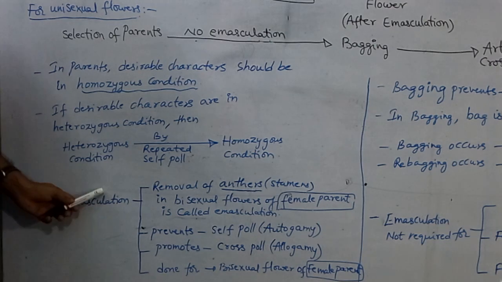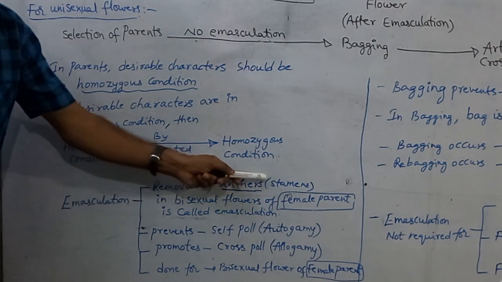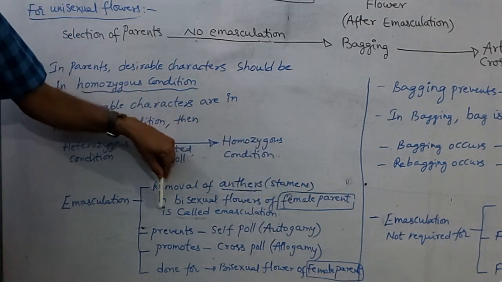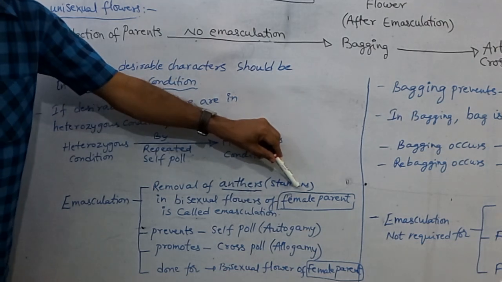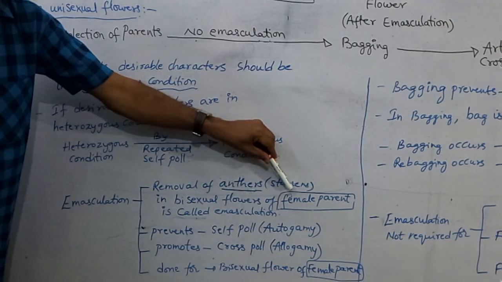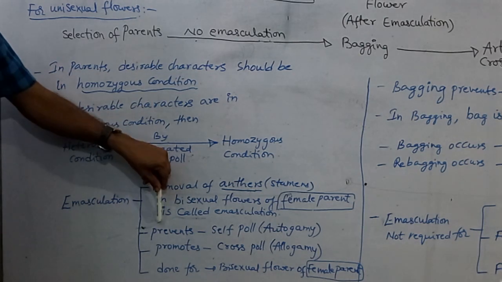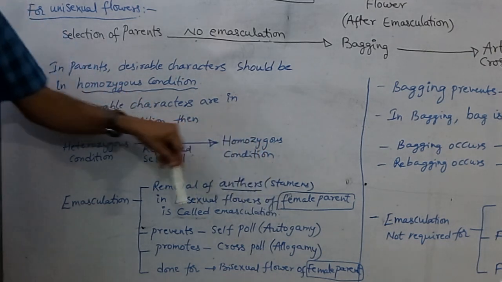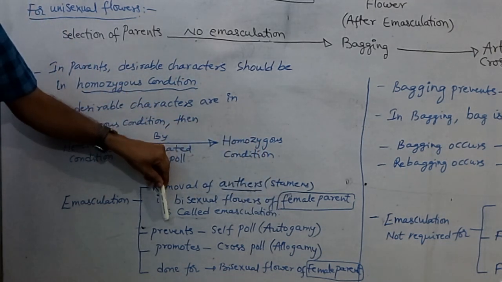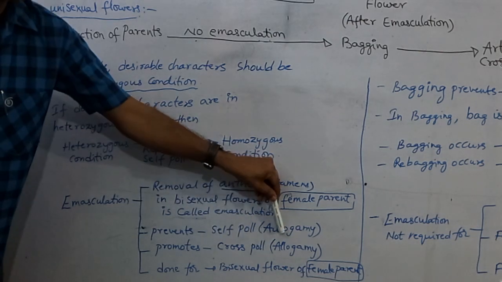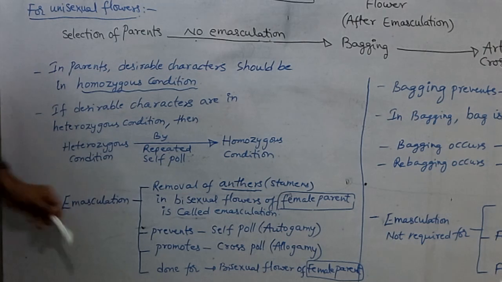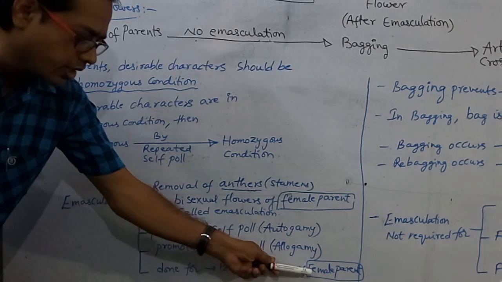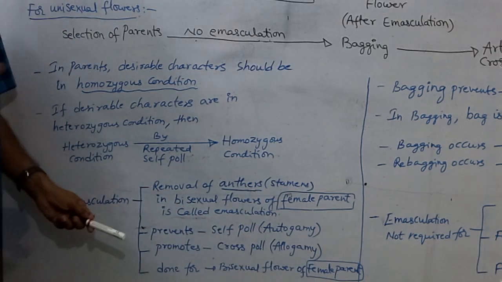Emasculation. What is emasculation? Removal of anthers or stamens in bisexual flowers of the female parent is called emasculation. We have to say only female parent here; don't say male parent. Emasculation prevents self-pollination, which is also called autogamy. Emasculation promotes cross-pollination, also called allogamy. Emasculation is done for the bisexual flower of the female parent only.